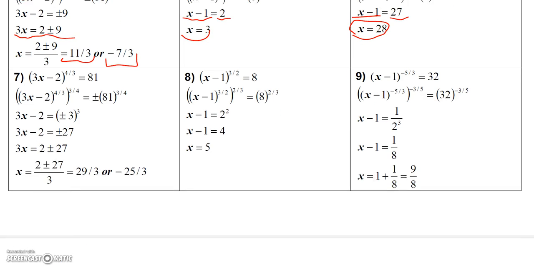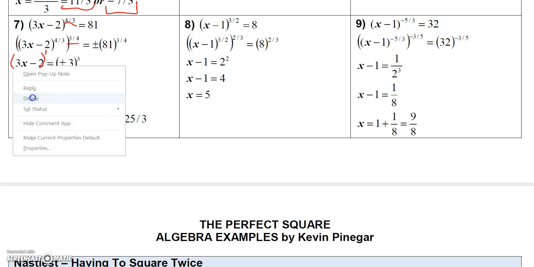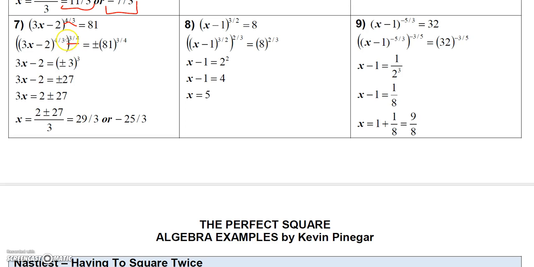Okay. Now, what if we have problems like this? So if I have 3x minus 2 to the 4/3, the way to get rid of the 4/3 is to raise this to the reciprocal power, raise it to the 3/4. And again, it's because when you raise a power to a power, you multiply exponents. So really, that would be 3x minus 2 to the 1st power, or just 3x minus 2. So anyway, raise that to the 3/4.